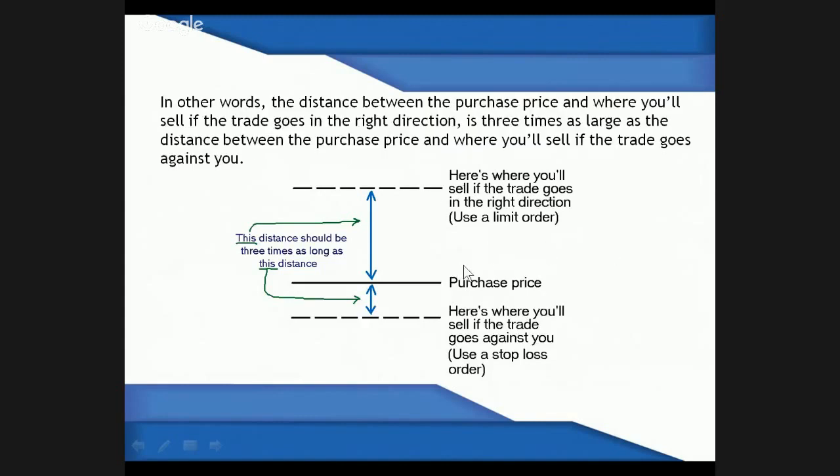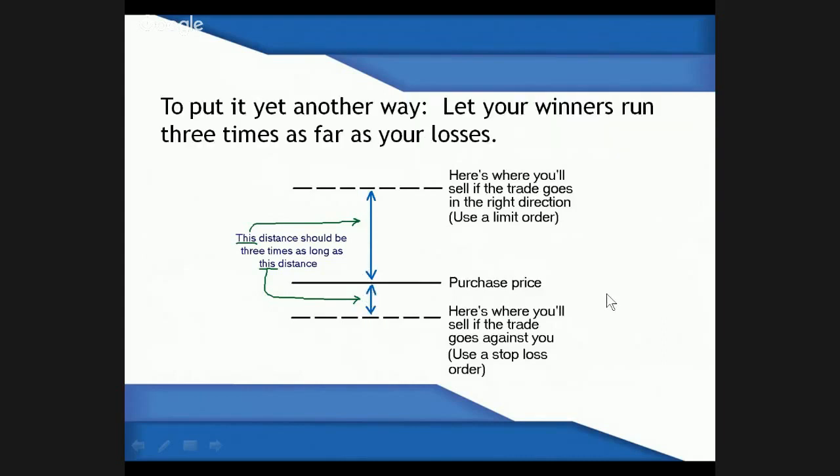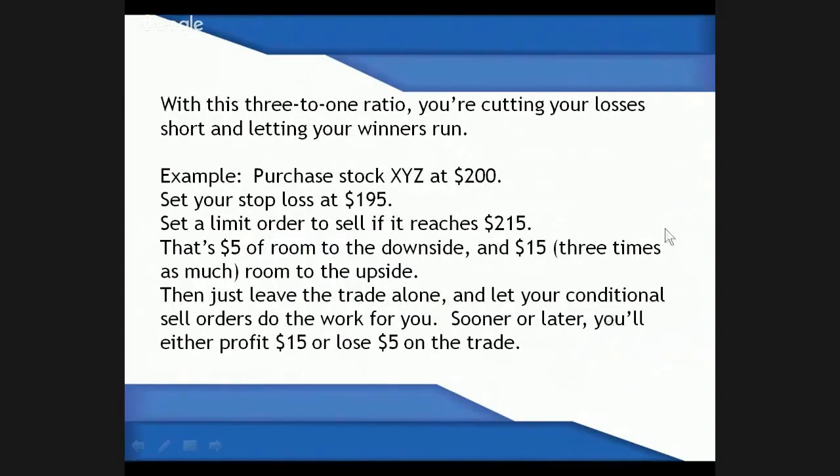In other words, the distance between the purchase price and where you'll sell if the trade goes in the right direction, so the distance from here to here, I should say, is 3 times as large as the distance between the purchase price over here and where you'll sell if the trade goes against you. So this distance is 3 times as large as this distance. To put it yet another way, let your winners run 3 times as far as your losses. With this 3-to-1 ratio, you're cutting your losses short and letting your winners run.